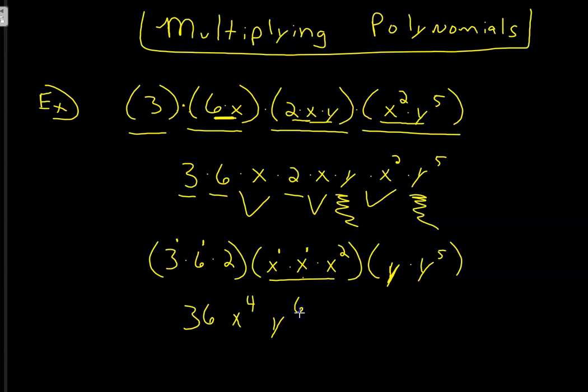So the product of all of this, product means to multiply, is more simply written as 36 x to the fourth y to the sixth power. Alright, so that's the first note on multiplying polynomials. Pause the video, copy that as a note. I got another example for you.